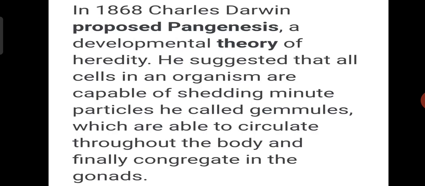In the year 1866, another theory was proposed, the pangenesis theory. Pangenesis is a developmental theory of heredity. Charles Darwin suggested that all the cells in an organism are capable of sending out minute particles called gemmules, which circulate throughout the body and finally congregate in the gonads. Each cell of the body produces a minute copy of itself, called gemmules, which pass into the bloodstream, are carried by the blood and deposited in the testis and ovary. Thus the gonads are the storehouse of the various types of gemmules, which are then given to the gametes. The young one formed from the gametes has all the gemmules of the parents. This theory supports the idea of inheritance of acquired characters, as in Lamarckism.